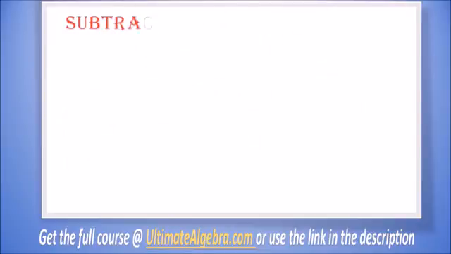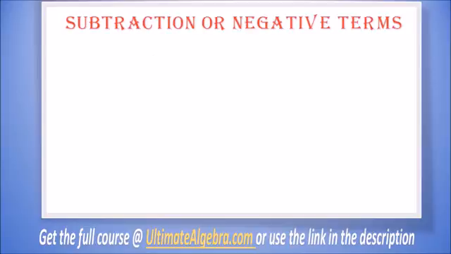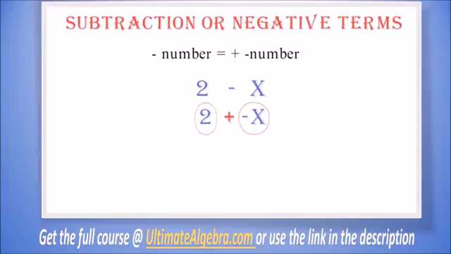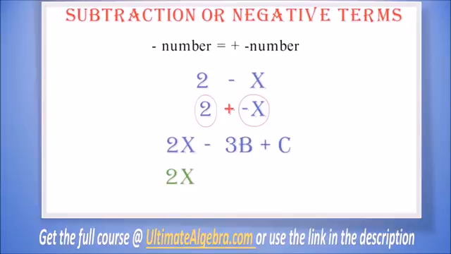I know you are asking, what about subtracting numbers? This definition is still true because the subtraction of a number can be defined as the addition of a negative number, such that 2 minus x can be written as 2 plus negative x. So here we can still say that the 2 is one term, and the minus x is another term, and they are separated by a plus sign. With this in mind, we can say that the terms in 2x minus 3b plus c are 2x, negative 3b, and c. We change the minus to plus negative. Hope everything is clear up to this point.